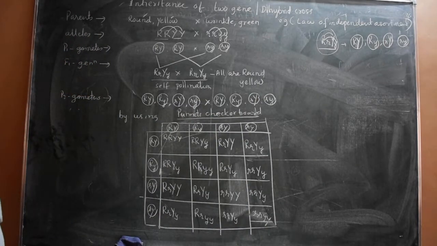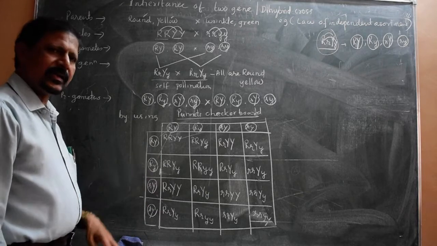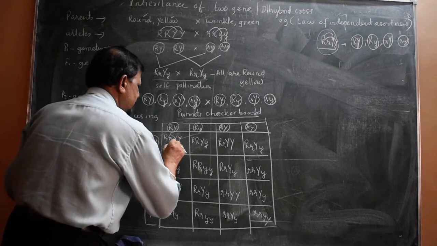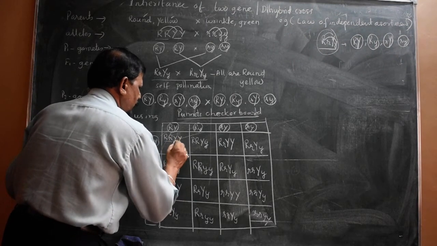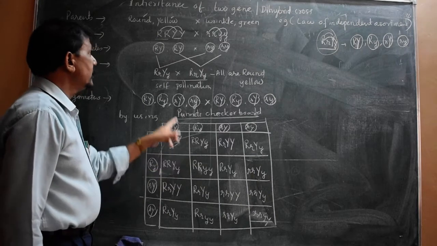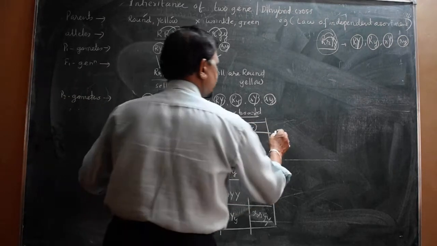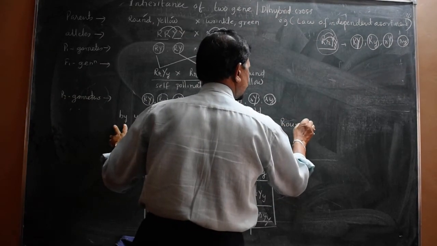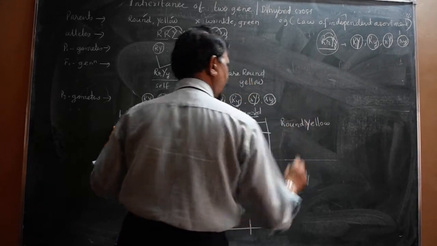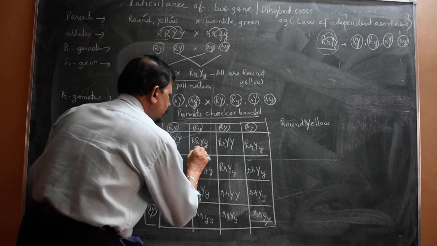Now we have to see what types of dihybrid plants these are. Let me start first. This one is, see, what? A round yellow, correct? This is capital R, capital R, capital Y, capital Y, and this round yellow, you see, is the original parent. A round yellow. This is a round yellow. Now this is a round yellow. Now this one is also round yellow.